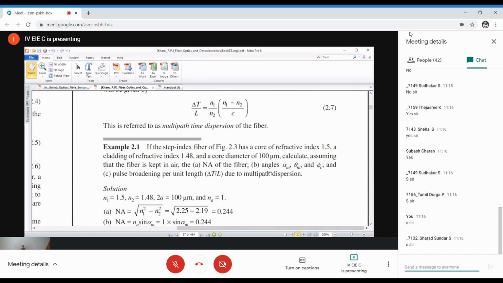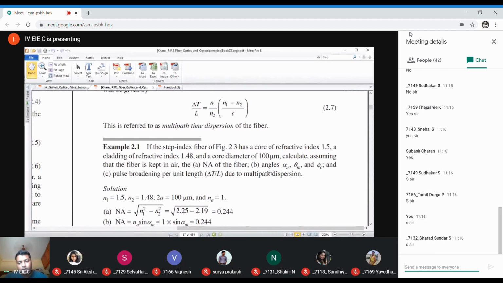It has a core refractive index of 1.5. So remember this, analyze the data. If the step index fiber has a core refractive index of 1.5. So what you need to understand is what they have given is the refractive index of the core, N1, that is 1.5. Clear? Then a cladding of refractive index 1.48.